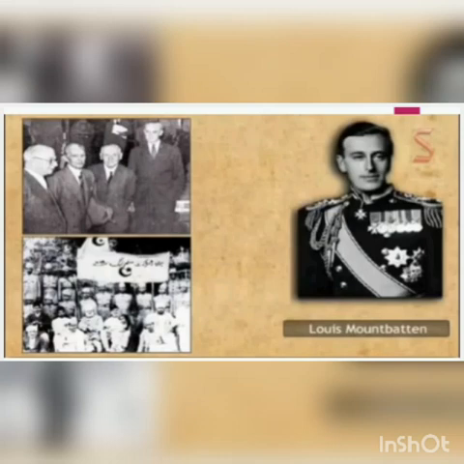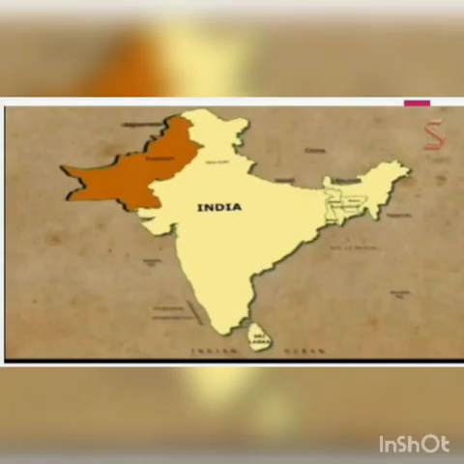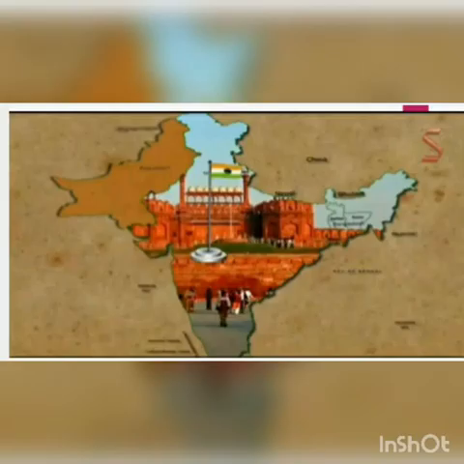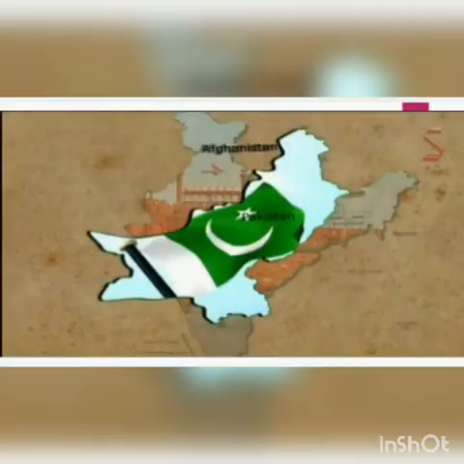Louis Mountbatten, the viceroy, in 1947 failed to resolve the differences between the Congress and the Muslim League. Subsequently, it was decided that India would be split into Hindu-dominant India and Muslim-controlled Pakistan. Thus, India became independent on August 15, 1947, while Pakistan became independent on 14th August 1947.